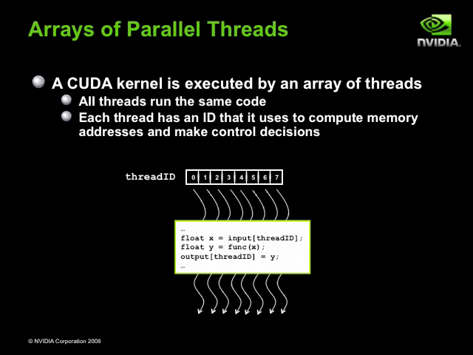When a CUDA kernel is launched, it is executed as an array of parallel threads. Each thread runs the same code, and in order for threads to perform different work, each thread is given an ID that it uses to compute memory addresses and make control decisions. For example, this diagram depicts a kernel being executed by 8 threads. The thread ID is first used by each thread to access a different element of an input array. Each thread then passes its element of the input array to a function and uses the thread ID once again to store the result of an output array.